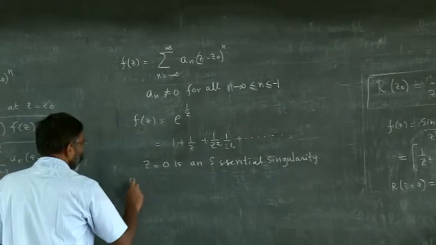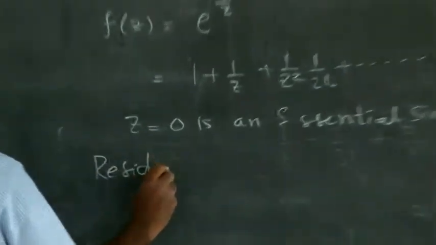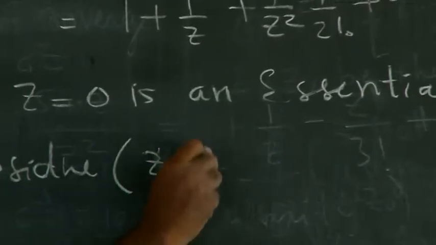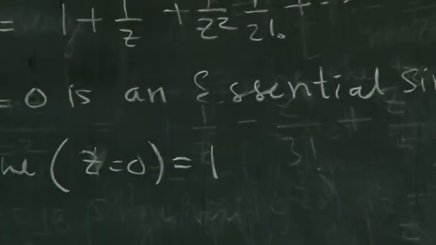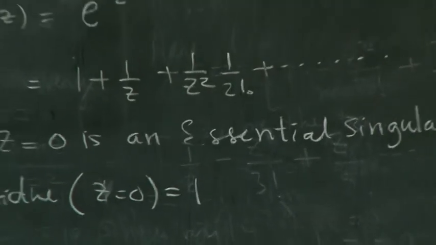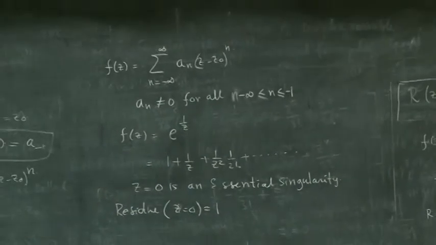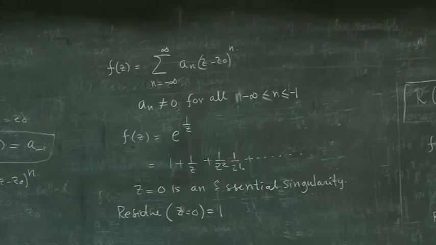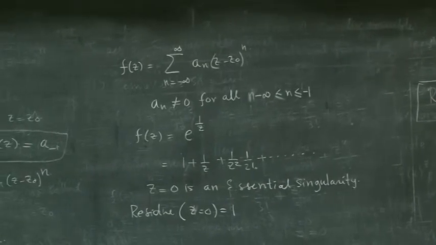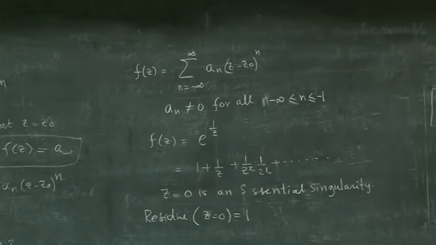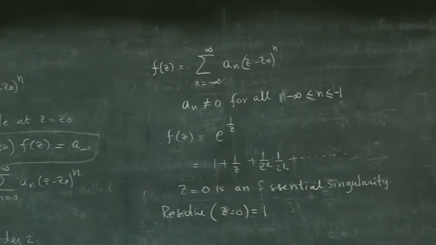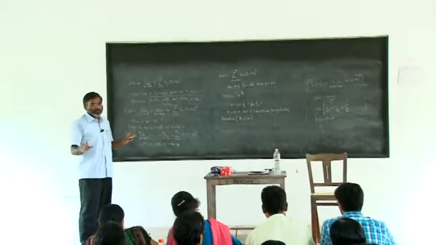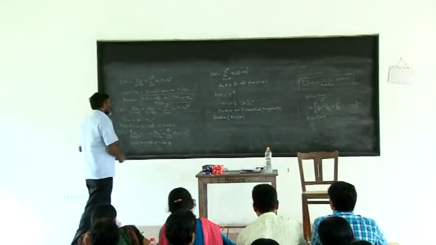What is the residue? 1. Let there be infinite powers, it doesn't matter, because we know that the integral will be non-zero only if 1 by z is there. So the residue is 1. So if we have an integral with a function which has an essential singularity, we don't have to worry. Okay, so the residue is 1.